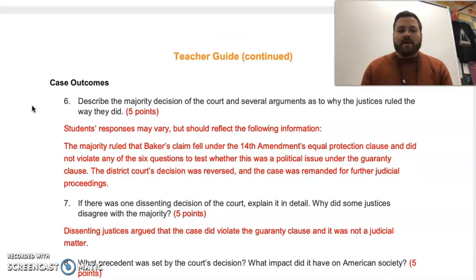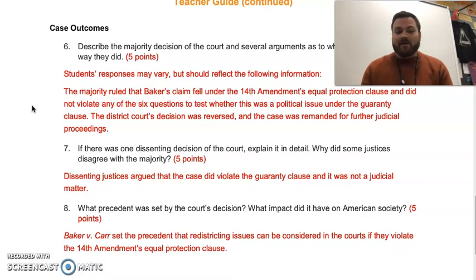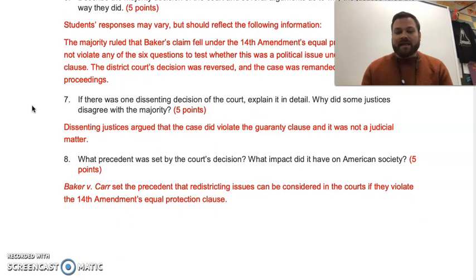As far as the majority opinion, the courts ruled that Baker's claim fell under the 14th Amendment Equal Protection Clause. It didn't violate the questions that the court devised to decide if something was indeed a political issue, and so the court said that they could allow for the case to be reviewed. The dissenting judges argued that the case did not really violate any guaranteed clause, so it was not a judicial matter.